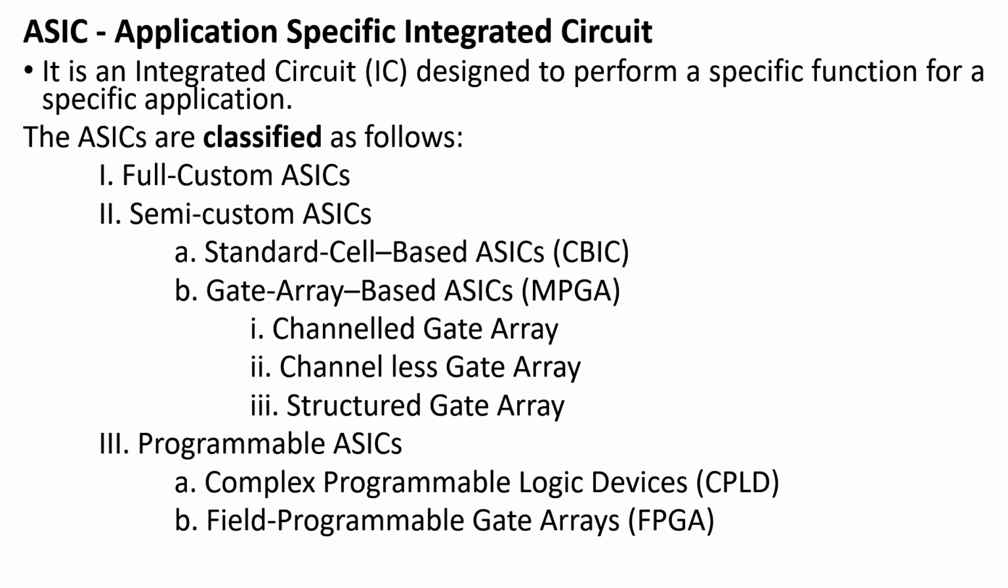The ASICs are classified as full custom ASIC, semi-custom ASIC, programmable ASIC. Semi-custom ASIC is further classified as standard cell-based ASIC and gate array-based ASIC, which include channeled gate array, channelless gate array and structured gate array. Similarly, programmable ASIC is further classified as complex programmable logic devices, field programmable gate arrays.